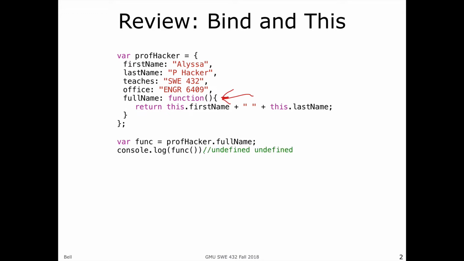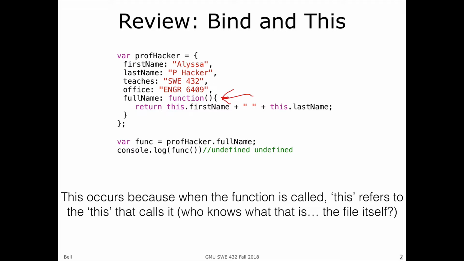Now what was maybe non-obvious from this was that running this code results in the printout undefined, undefined. Whereas maybe what we were expecting was, well, this func is going to be calling profhacker.fullname. Full name is defined here, which is a function that returns first name concatenated with last name. So how the heck did we get to undefined, undefined? And the answer to that is that the definition of what, quote, this is was really tricky.